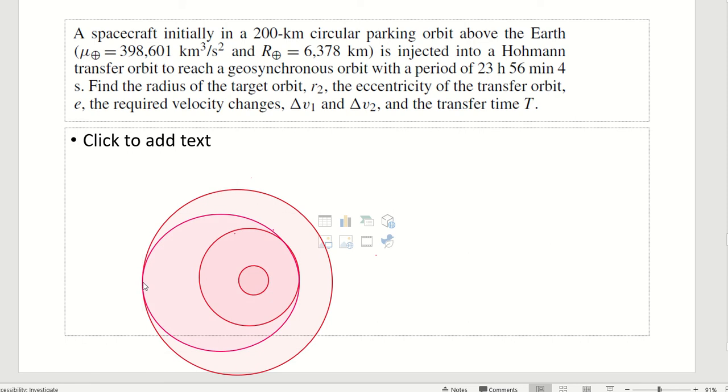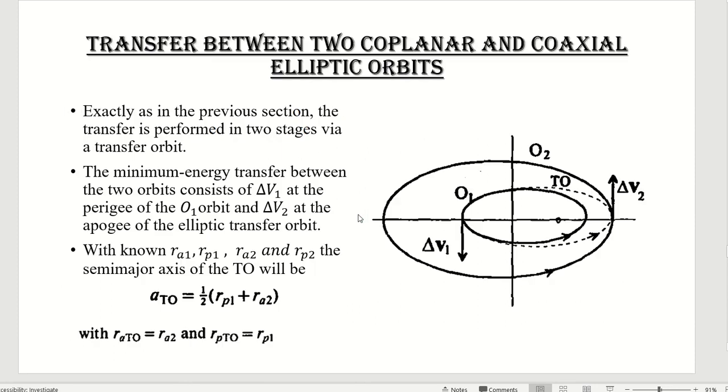Now we are going to discuss another type of Hohmann transfer, that is transfer between two coplanar and coaxial elliptical orbits. In the previous case we were discussing circular orbit transfers, and now it is elliptical orbits. The main change is the formula only. Exactly as in the previous section, the transfer is performed in two stages via a transfer orbit.